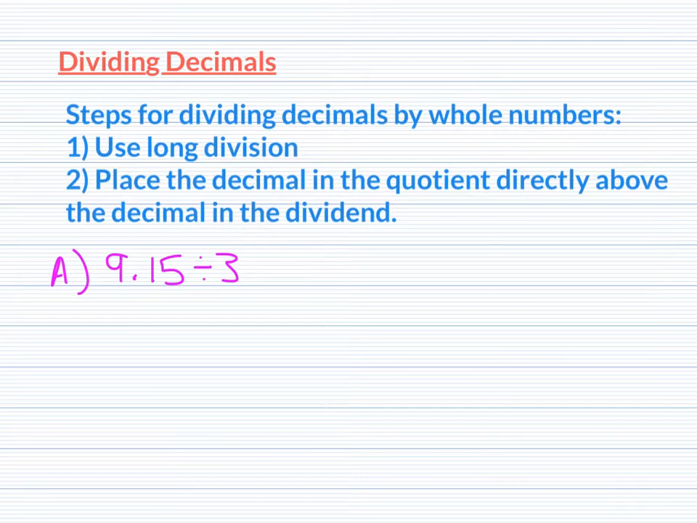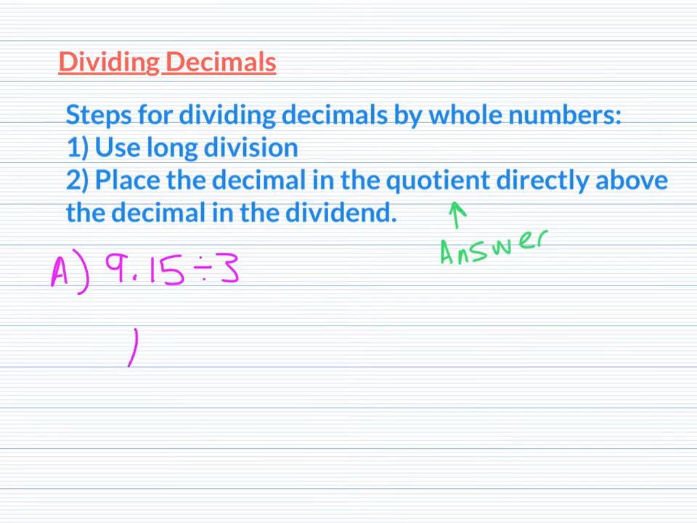There are only two steps. The first is you use long division, just like you would if it was only whole numbers we were using. And the second is we got to put the decimal where it needs to go. And to do that, we place the decimal in the quotient directly above the decimal in the dividend. So the quotient, remember, is just a fancy way of saying the answer to a division problem. So here we're going to set up our long division in our first example, example A.